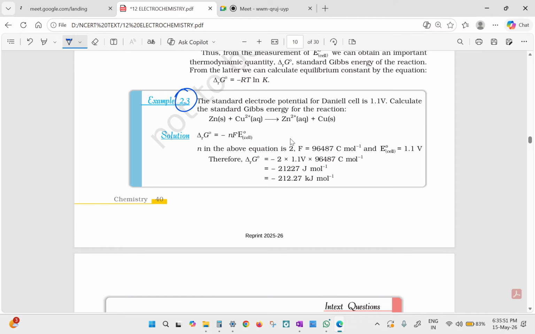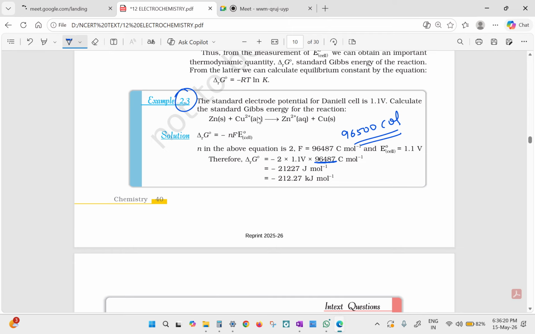Check. Any problem in that? Calculate the standard Gibbs free energy change. Any problem in that? Ma'am, if we take it as 96500 coulombs, you take that. Nothing wrong. You don't have to take 96487 and all. You take 96500. It's very, very acceptable in the board exam.